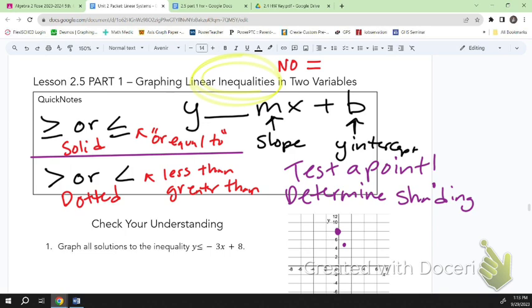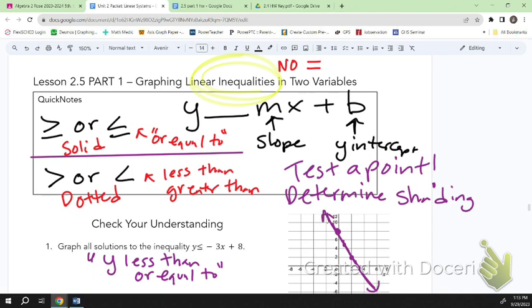From 5, subtract 3. It's going to be at 2. Over 1, it's going to be here. And we should have enough points now. Am I going to have a solid or dashed line? Solid, because this is saying y is less than or equal to. So we're going to have a solid line. There's going to be arrows.